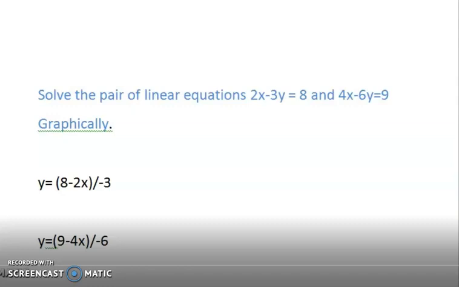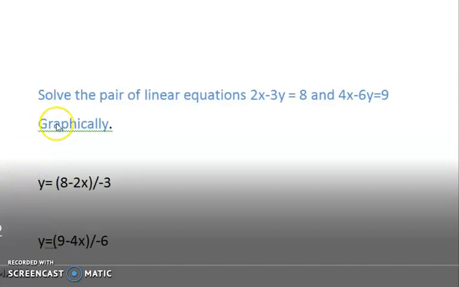Dear children, today in this video, we will try to solve the pair of linear equations 2x minus 3y is equal to 8 and 4x minus 6y is equal to 9 graphically. Rewriting the given equations, we get y is equal to (8 minus 2x) by minus 3 and y is equal to (9 minus 4x) by minus 6 for the second equation.